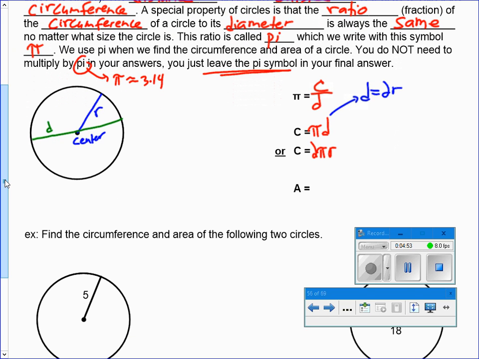So area has a different formula. For the area of a circle, we use this formula, pi r squared. So we square the radius. It's not like circumference where we can either use radius or diameter. We have to use radius. We square that and multiply by pi.